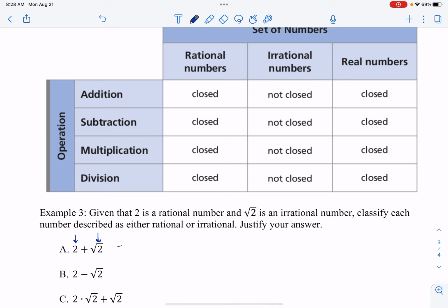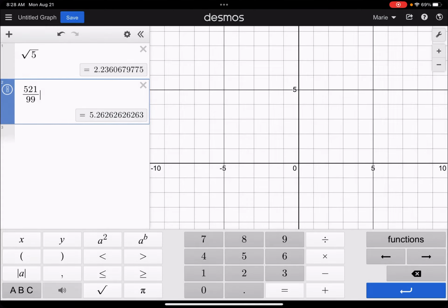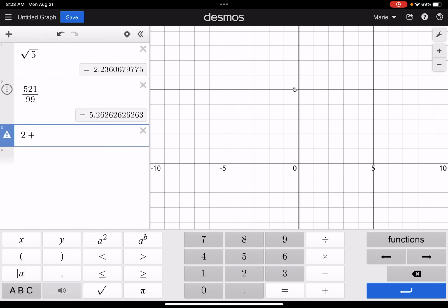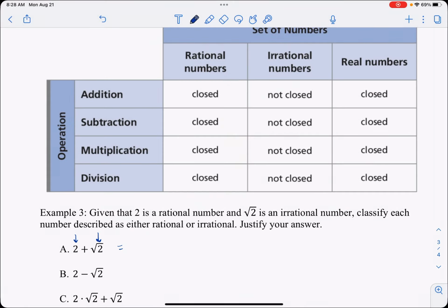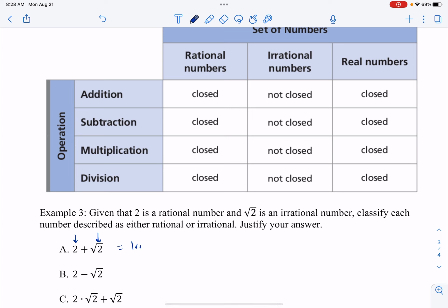Well, first off, I can't put these together. They're not like terms. So I just end up with 2 plus root 2, which we can get a decimal approximation for if we want to. There I get a long, crazy decimal, which is probably a pretty good indication that it's going to be irrational. Again, I can't put anything together. Same with subtracting: irrational minus irrational. Again, I can't put anything together here, so that makes it also irrational.